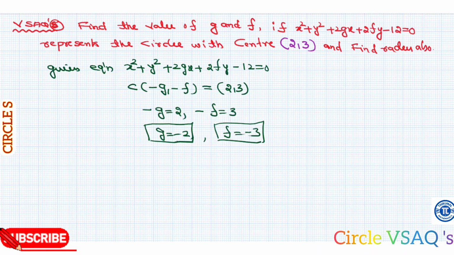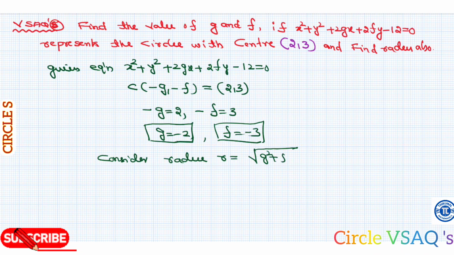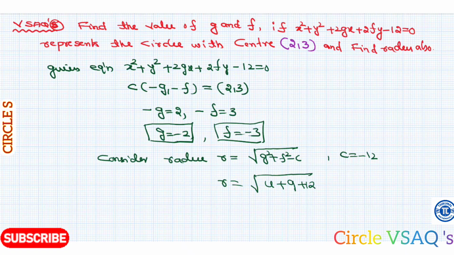Now consider the radius. The formula is r = √(g² + f² − c). So r = √((−2)² + (−3)² − c). (−2)² is 4, (−3)² is 9. Here the c value is −12, so minus into minus gives plus 12. So r = √25, then we get radius r = 5.